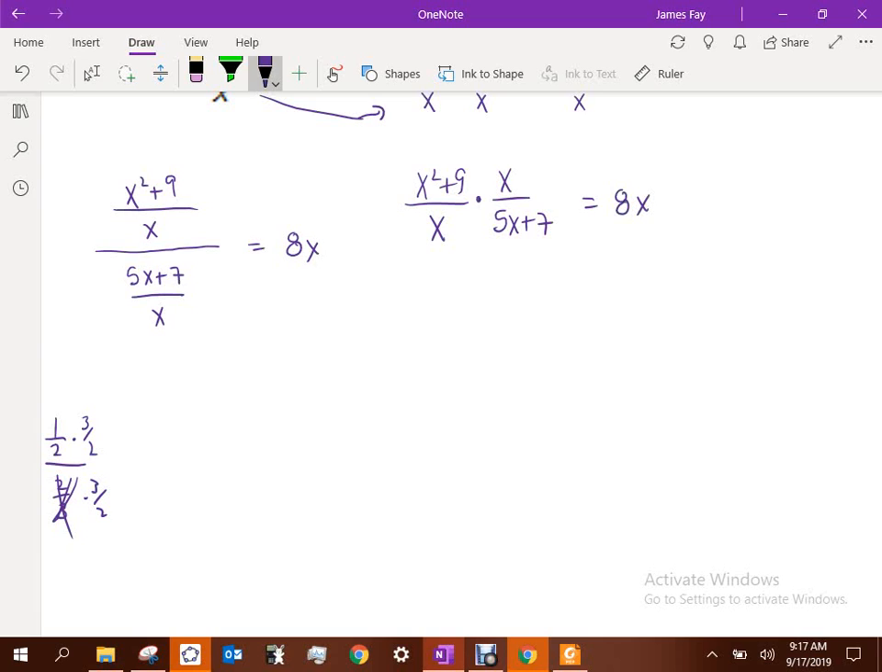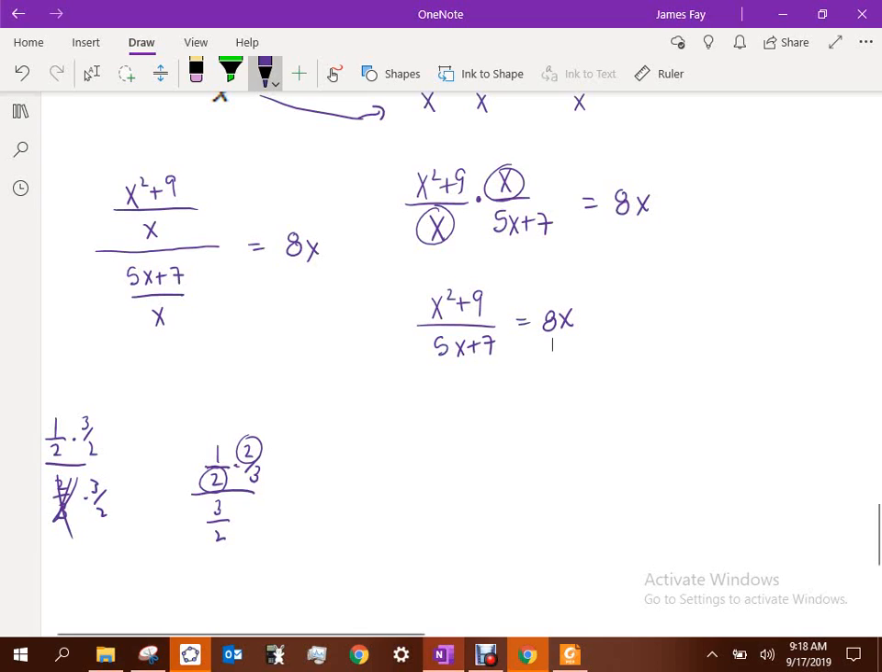When I multiply like this, let's say I just had 1/2 divided by 3/2. When I flip that 3/2, it becomes 2/3 up here. What can I do with that 2 and that 2? Cancel them out, right? What can I do with that x and that x? Cancel them out. So when I multiply, I'm going to get x squared plus 9 over 5x plus 7 equal to 8x, right? Yeah. Okay.